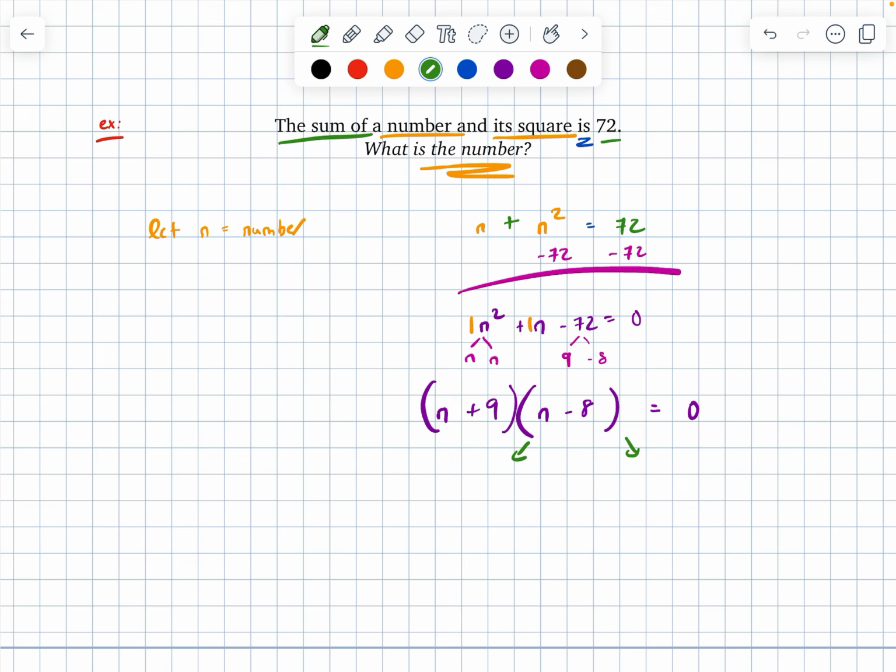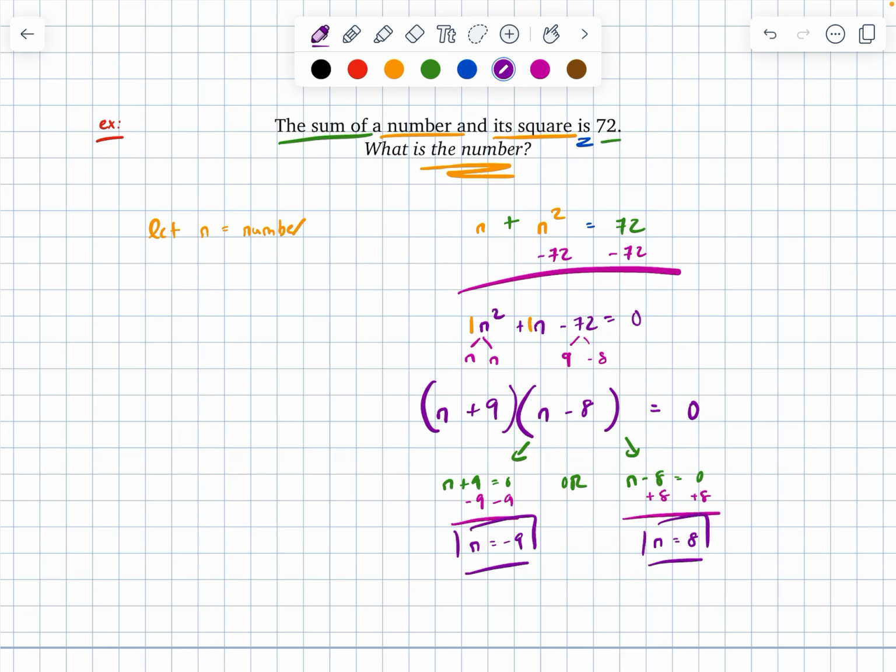From here, I'm home free. All I need to do is do some zero property to split this guy up. The zero property says if n plus 9 times n minus 8 equals 0, then either the n plus 9 is the 0 or the n minus 8 is the 0. All I got to do now is isolate n. On the left, let me subtract 9 from both sides. This tells me that n could be equal to negative 9. Or in my other case, if I add 8 to both sides to isolate n, here my second value of n would be positive 8.